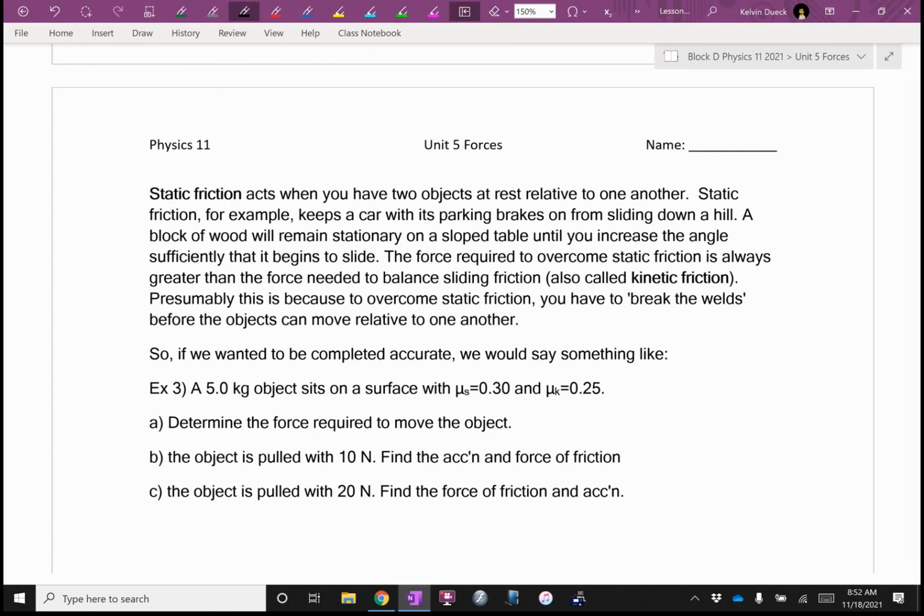So if we really wanted to be accurate, we would say something like this. A 5 kilogram object sits on a surface, but there's 2 mu's. When it's at rest, mu static, mu s, is 0.3. Once it starts to move, the slipperiness, the coefficient of friction, mu kinetic, is 0.25. A says, determine the force required to start the object moving in the first place.